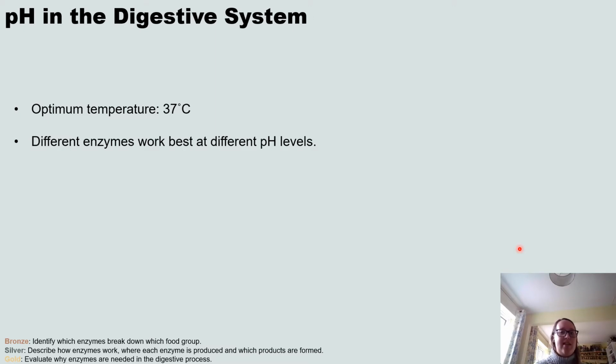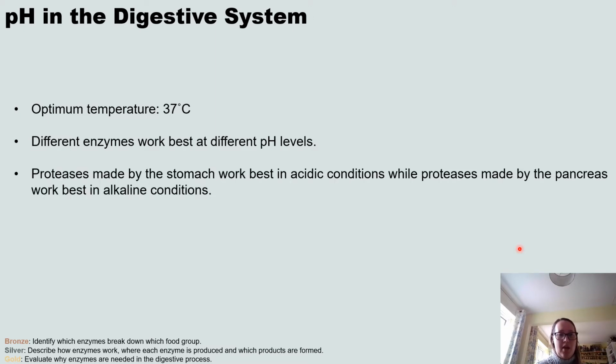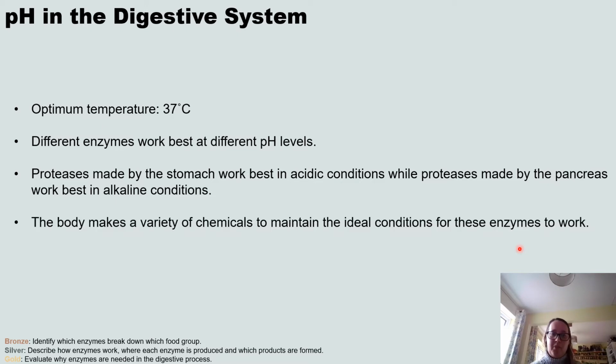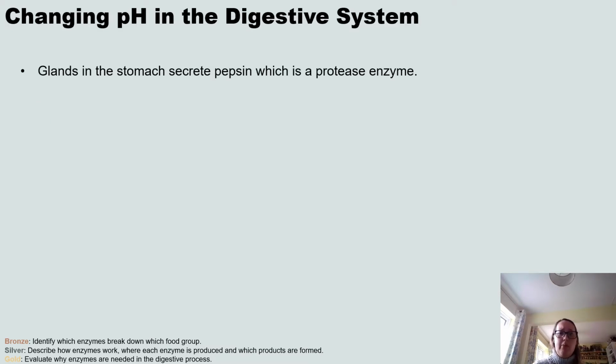Different enzymes work best at different pH levels, which we touched on last time. Proteases, for example, made in the stomach work best in acidic conditions, while proteases made in the pancreas work best in alkaline conditions. This is because the proteases that reside in the stomach have to withstand the high acidity and the pH level of the stomach, whereas the ones from the pancreas are secreted into the small intestine, and the small intestine is an alkaline environment. So the body makes a variety of chemicals to maintain the ideal conditions for these enzymes to work, and we will go through those now.